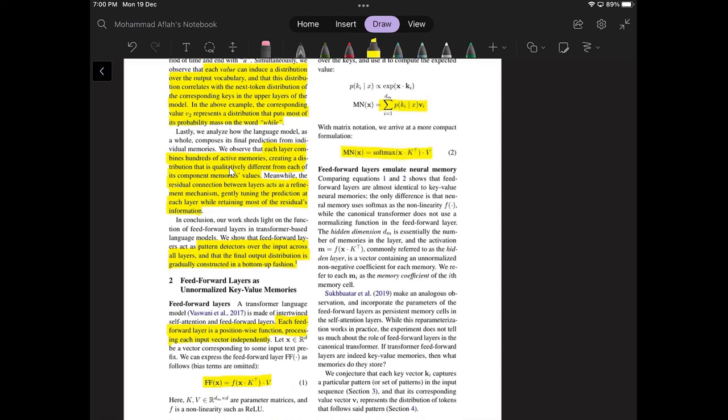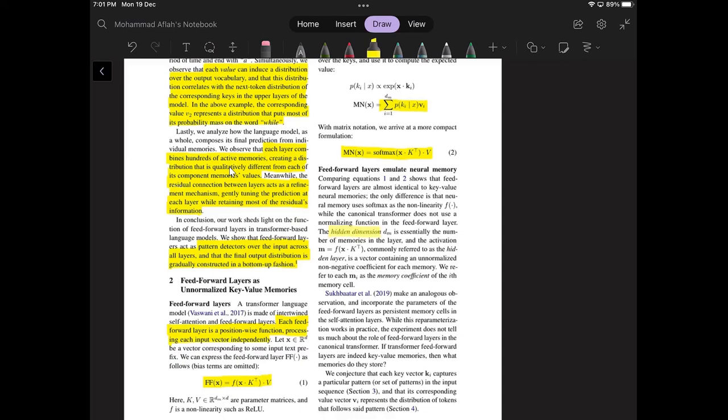So the only difference is that the neural memory uses softmax, while the canonical transformer does not use a normalizing function in the feed-forward layer. So the hidden dimension dm is essentially the number of memories in the layer, and the activation m, commonly referred to as the hidden layer, is a vector containing an unnormalized non-negative coefficient for each memory. Right. So let's just break this down point by point.